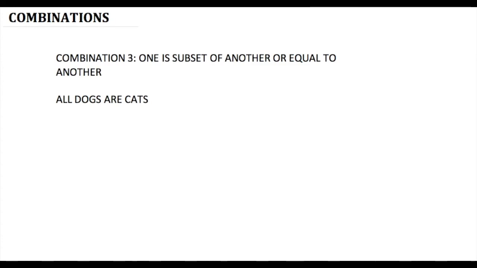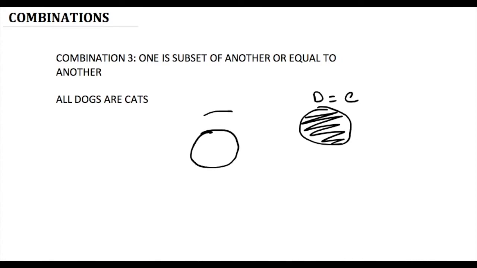The next one is combination 3, wherein one is a subset of another or equal to another. This says that all dogs are cats. So here it's very clear, dogs and cats are either equal to each other, wherein they are overlapping and there is no subset and superset. So all dogs are cats becomes very simple to solve. The second combination that can be made here is that dogs become a subset of cats, wherein all dogs are cats is still a reality or is still possible, but all cats are dogs is not a possibility.